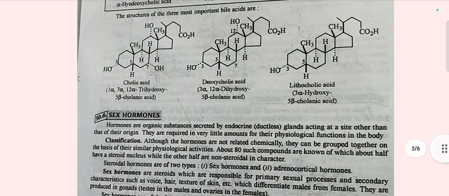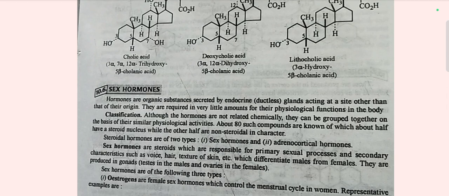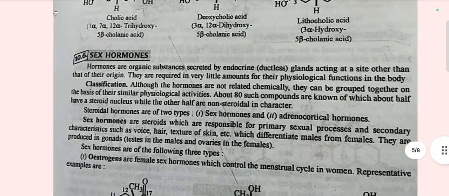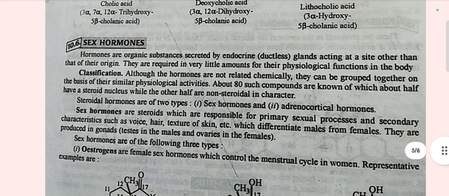Sex hormones. Hormones are organic substances secreted by endocrine, means ductless, glands acting at a site other than that of their origin. They are required in very little amounts for their physiological functions in the body. Classification. Although the hormones are not related chemically, they can be grouped together on the basis of their similar physiological activities. About 80 such compounds are known, of which about half have a steroid nucleus, while the other half are non-steroidal in character. Steroidal hormones are of two types: sex hormones and adrenocortical hormones.